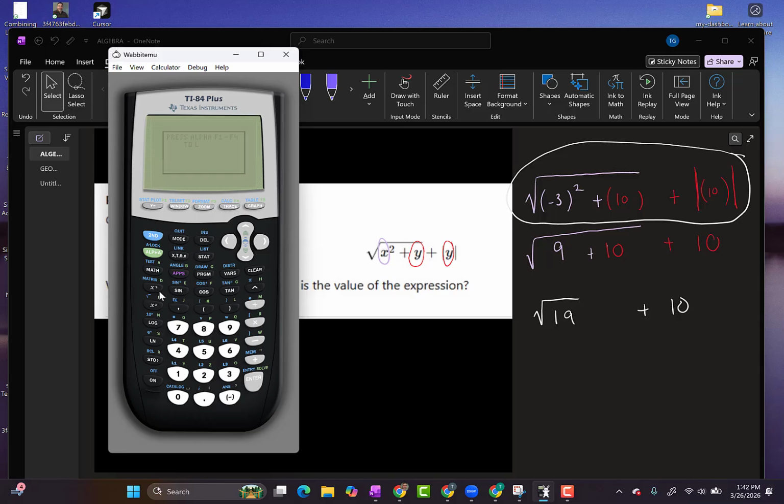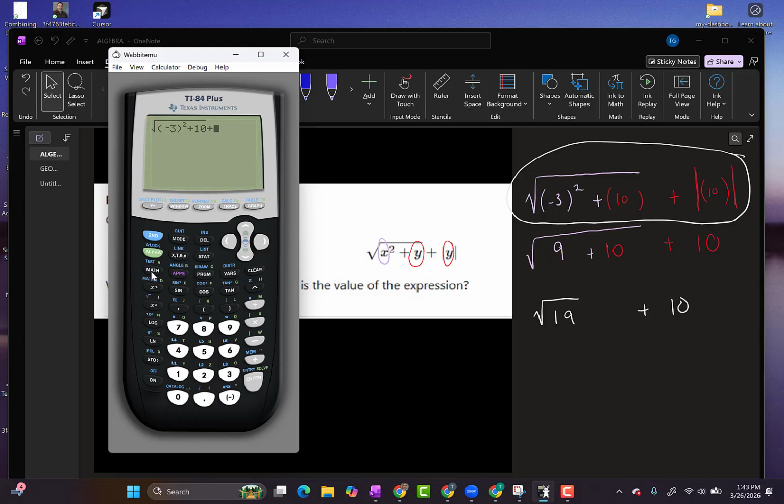Second key. Let's turn it on first. Second key, and then this x squared button. And then I'm going to hit parenthesis, negative symbol 3, close the parenthesis. The square button goes here, plus 10. We need to get outside of the square root, so hit the right arrow key, and then we need to do plus the absolute value of 10.